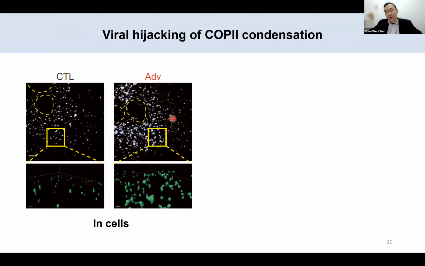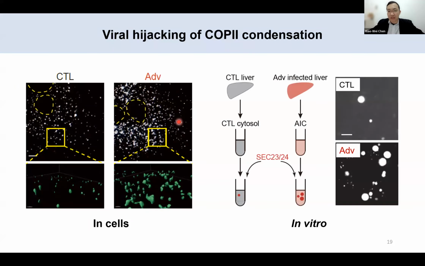And even more importantly, because condensation or phase separation is a biochemical reaction, we then went on to test in a pure in vitro setting, by mixing the purified inner coat complex of COPII, Sec23 and Sec24, with liver cytosol that was extracted from either control mice or mice that have been infected with adenovirus.